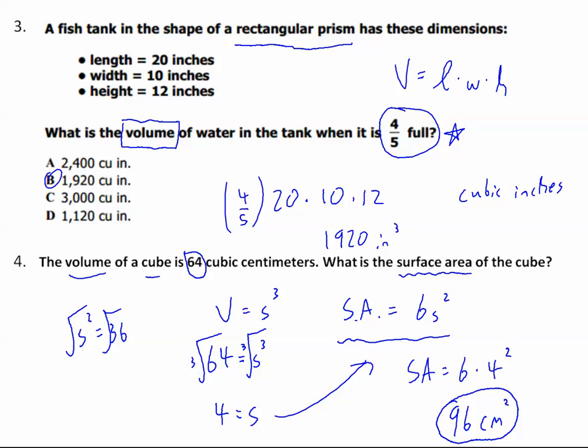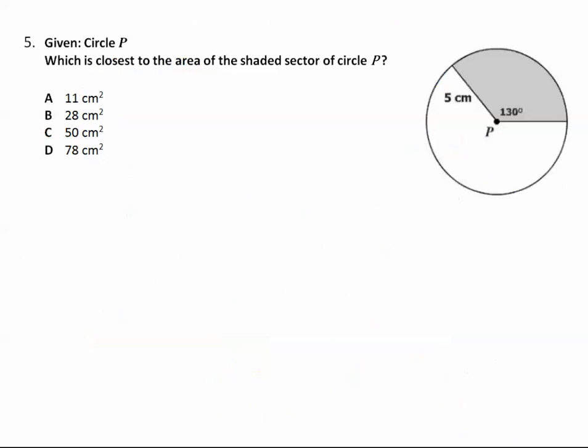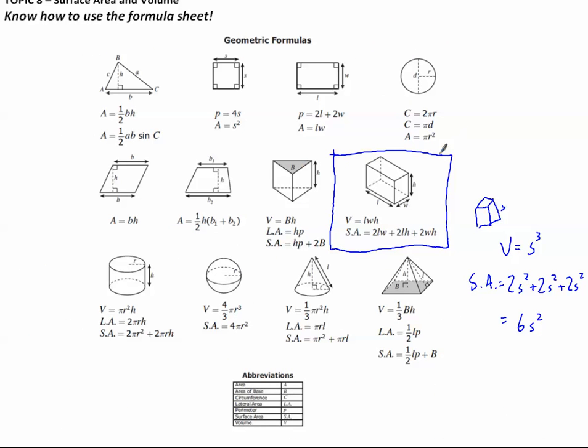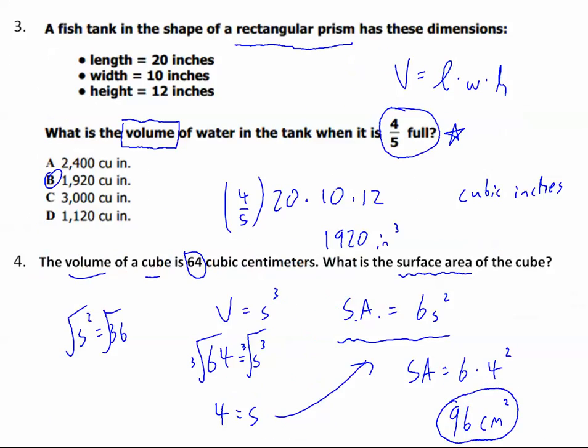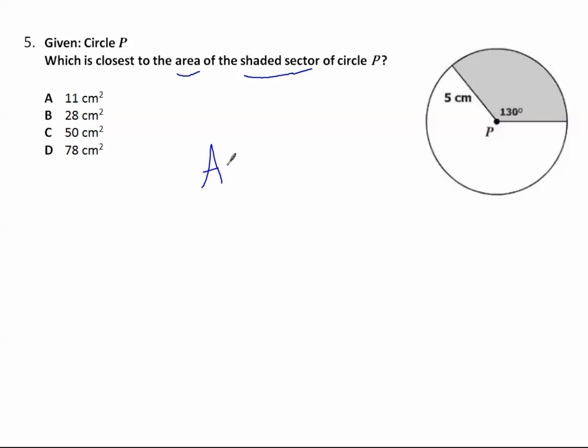One more. This problem takes a circle and breaks it into a shaded region. We want the area of the shaded region. Now, do we want the whole area of the circle? No, but we do want area, so I'm going to start there. Let's go back. Area of a circle, right here, pi r squared. Area equals pi r squared.